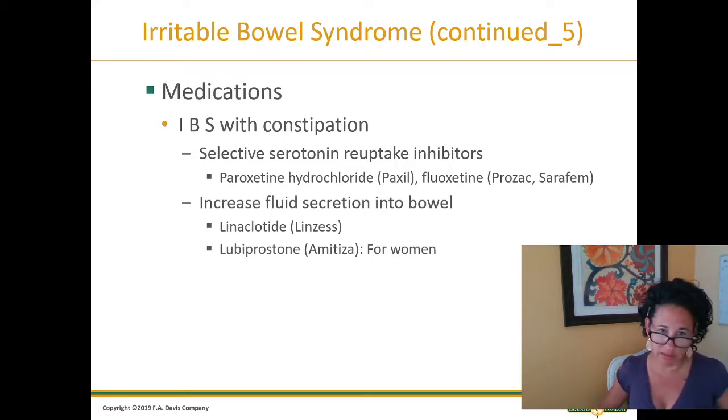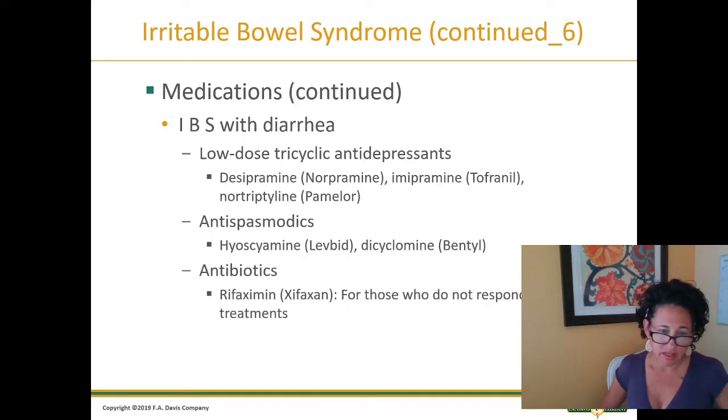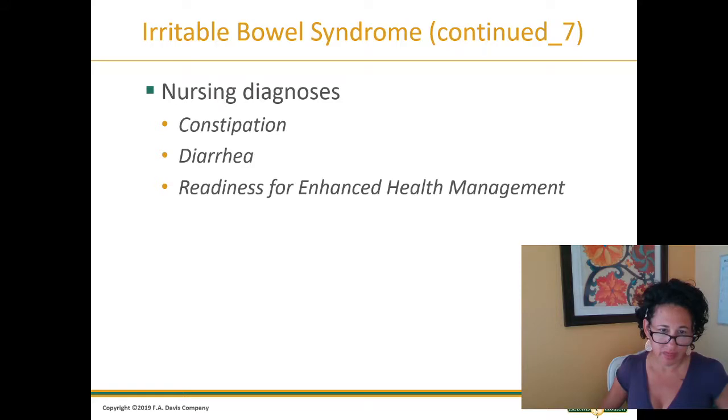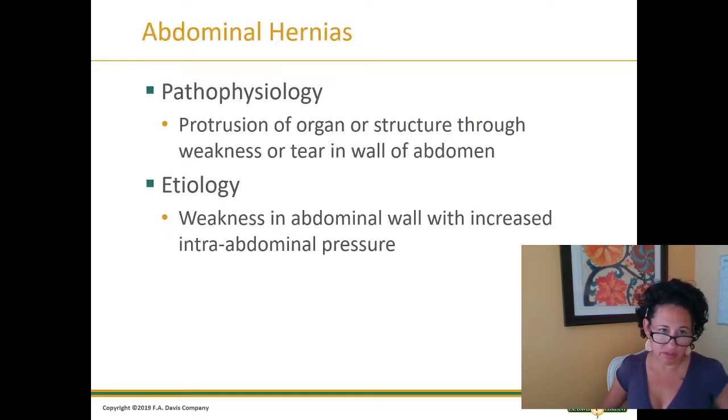Medications, IBS with constipation, selective serotonin. Okay, so these are what types of medications are used. Paxil, Prozac can be helpful for this. Increase fluid secretions into the bowel. IBS with diarrhea is a little bit different medication. This is your nursing diagnosis options.